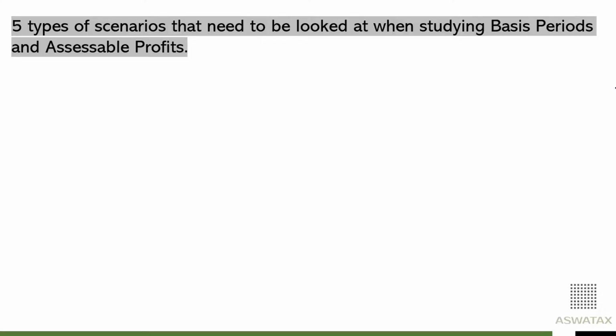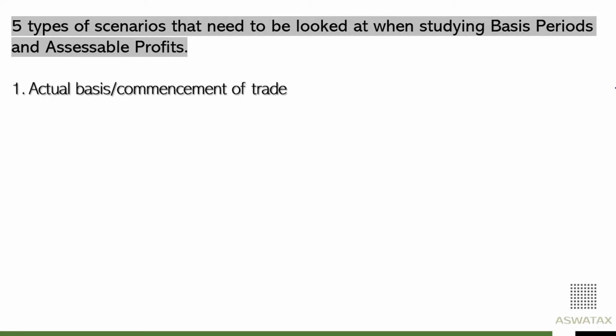So there are 5 types of scenarios that need to be looked at when studying basis periods and assessable profits. Only 5 types, only 5 circumstances that can occur, and 2 of them are pretty straightforward. The other 3, which come when you're looking at the second tax year, are the ones that most people stumble upon. So you just need to get comfortable with these 5 scenarios.